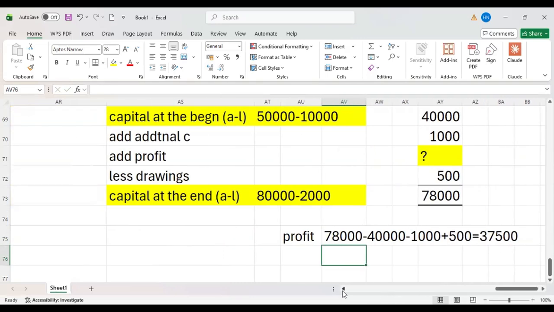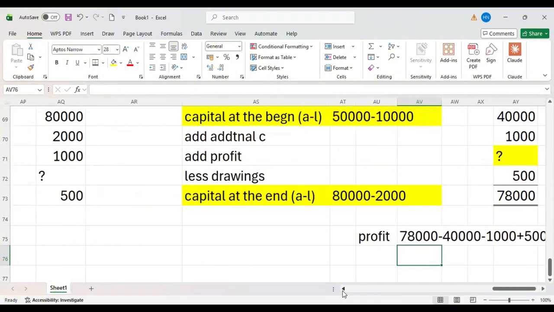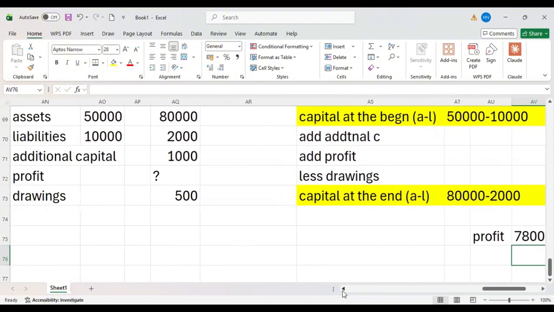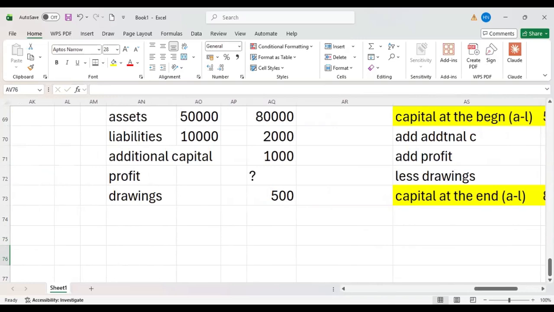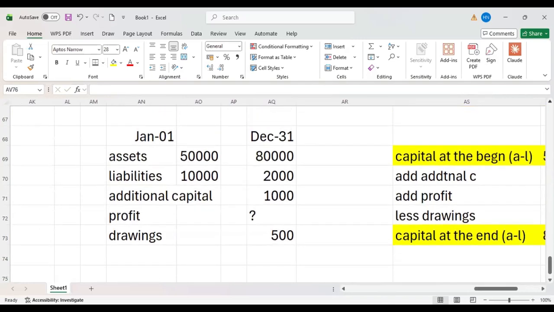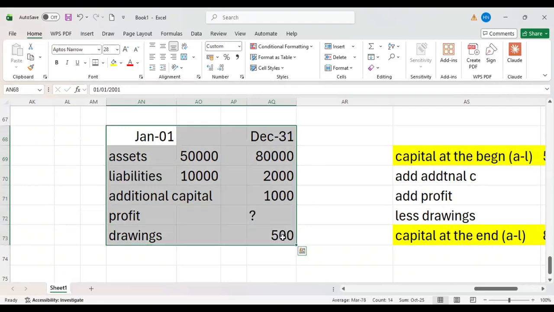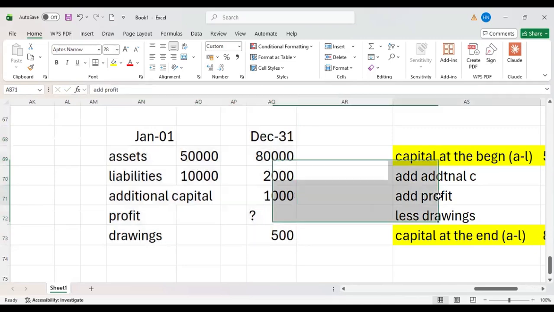So the point we are making is that you see how we've gone around to find profit. If the company is not keeping records, you have to look for this information to help you determine the profit. So just this small information, we can use it to calculate profit.